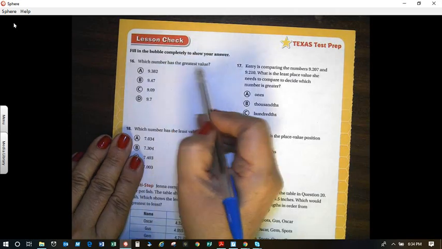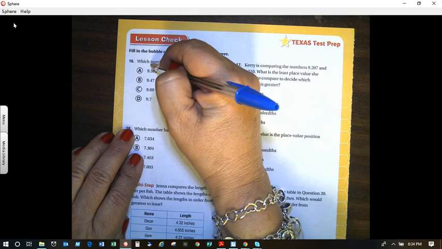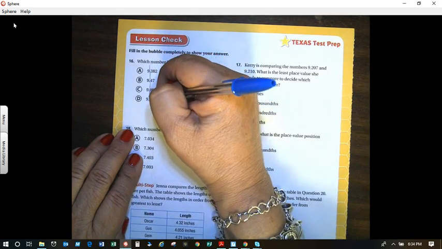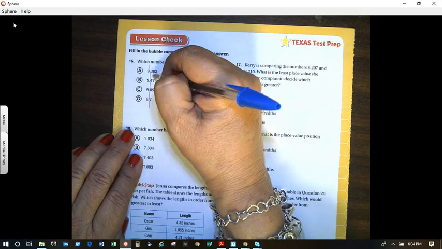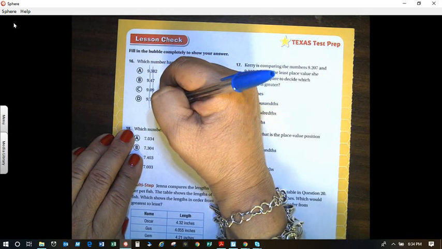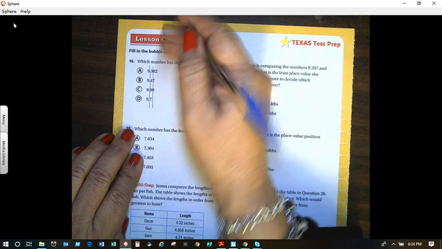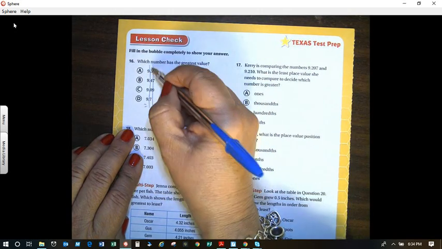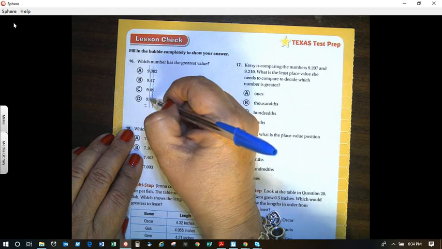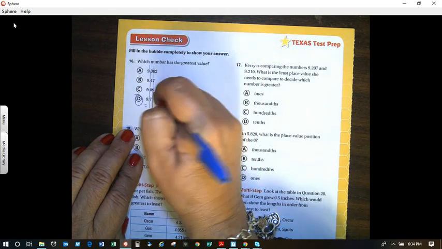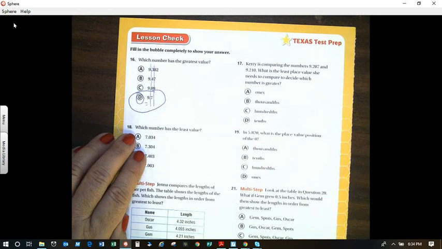All right, number 16, which number has the greatest value? Okay, well, I'm going to just draw my lines down here because it looks like they're already in order. They're already lined up. So my 9s are equal. I'm looking at 3, 4, 0, and 7. So D is my correct answer. 9 and 7/10 is greater.